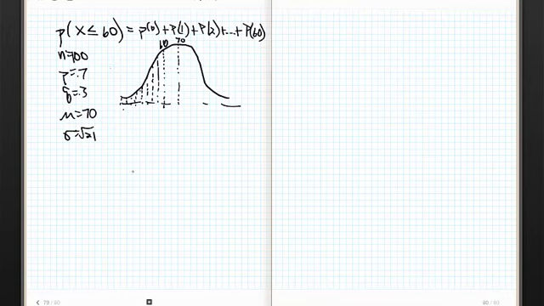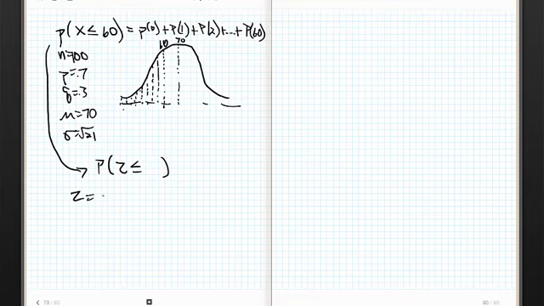So instead of having to do it this way, we're going to use the same technique as we used for the normal curve. We're not going to look for the probability that x is less than or equal to 60. We're going to look for the probability that z is less than or equal to some value. Now, how am I going to get this z? Well, traditionally z equals x minus mu over sigma. But since we're in the binomial context, we know that it's going to be x minus mu, which is np, divided by the square root of npq.